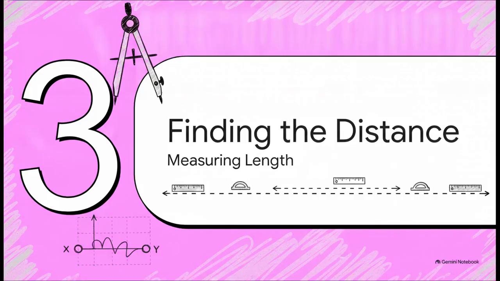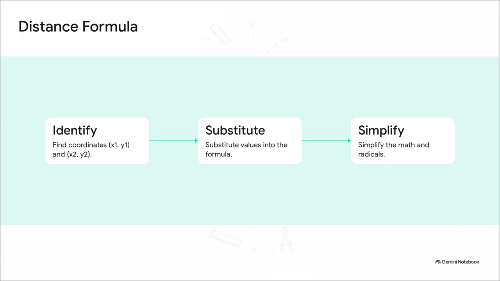heavier math. All right, Part 3, Finding the Distance. So, if we want to know the exact straight line distance between 2 points on our map, we can't always just count the grid squares, right? Especially if the line connecting them is diagonal. For that, we have to use the distance formula.